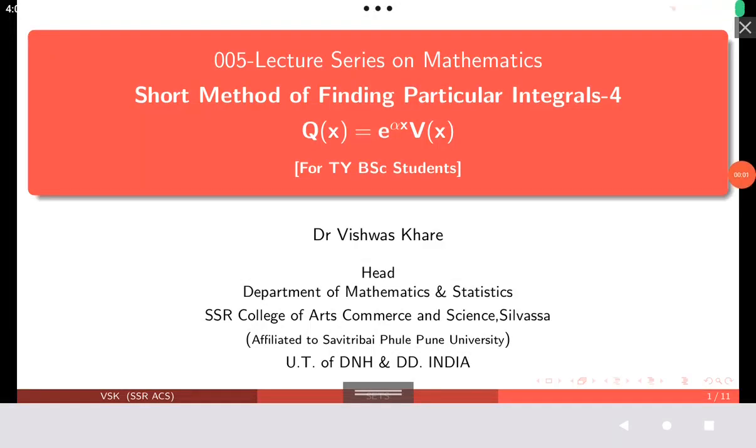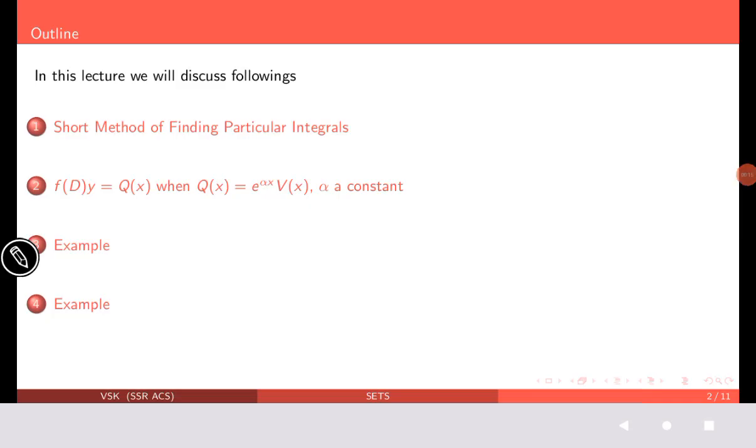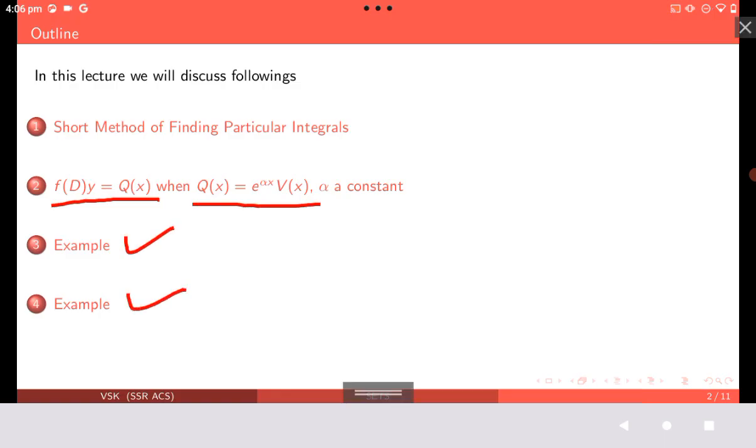The topic of this lecture is the short method of finding the particular integral whenever Q(x) is of this form, e to the power alpha x into V(x), where V is a function of x. We'll cover these points: F(D)y equal to Q(x) wherever Q(x) is of this form, and two examples we'll cover in this lecture.